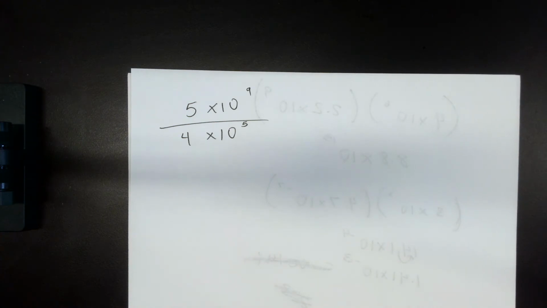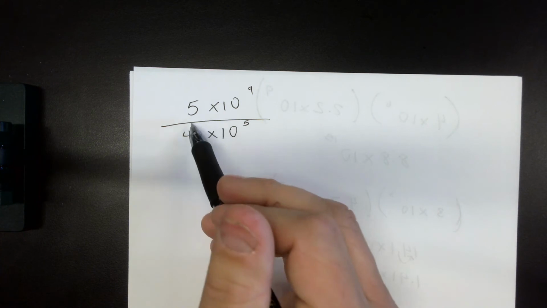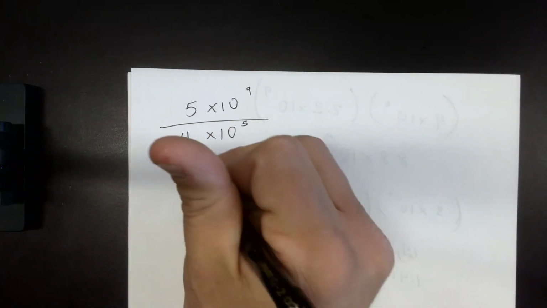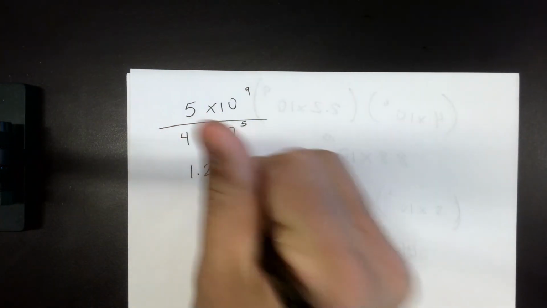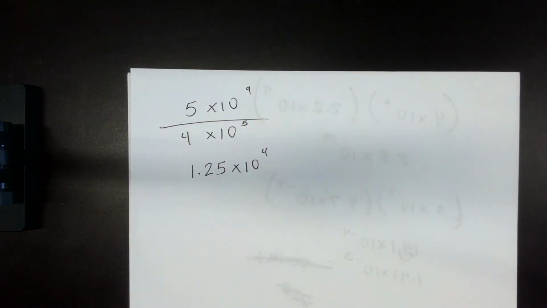Okay, so when we divide exponents, we subtract them, right? So anytime we divide exponents, we subtract them. But just like before, where we had to multiply these numbers when we were multiplying them, now we're going to divide them. So this is going to end up being 1.25 times 10 to the fourth. Correct me if I'm wrong, but I believe 5 divided by 4 is 1.25.